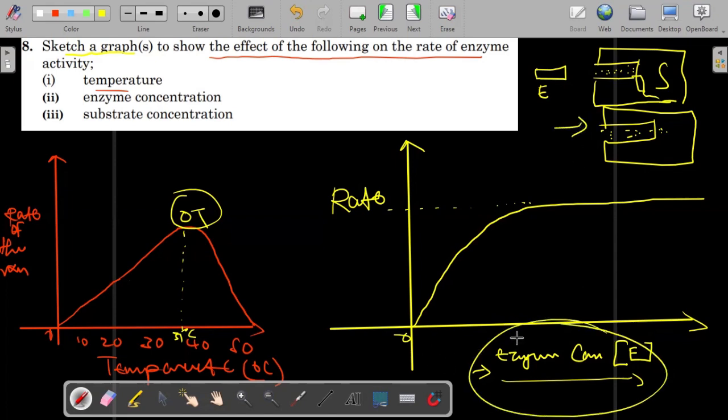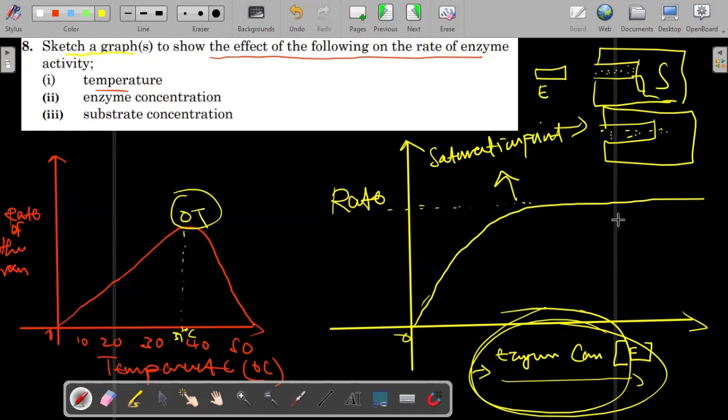So what happens at that point? The rate of the reaction levels off like that. This point here is what we call the saturation point. It means these enzymes that you are adding have nowhere to bind on this substrate. All the substrates have been used up. So the reaction will form a plateau there. It won't be increasing anymore. It will be at a constant rate like that. All right, so this here is the effect of enzyme concentration. It will start increasing, and then at the saturation point, it will level off like that.